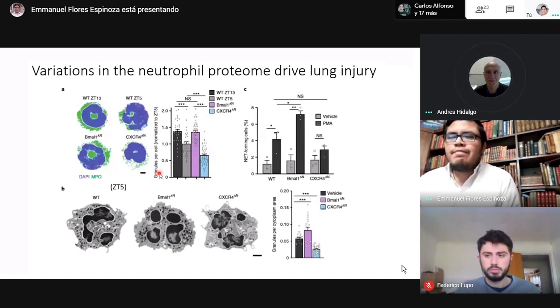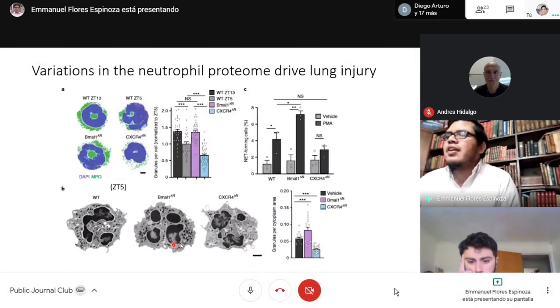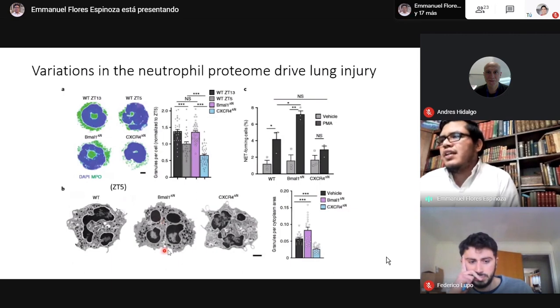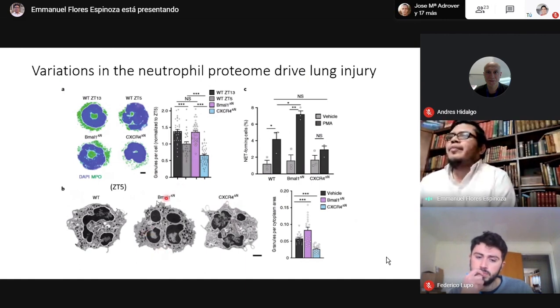Yep. Well, they also evaluated the granule presence of these neutrophils by transmission electron microscopy, and we can see that there are fewer granules present in the CXCR4 depleted neutrophils than in wild type or in Bmal1 depleted neutrophils. Indeed, there are more granules present in these Bmal1 depleted neutrophils. We can see it here.